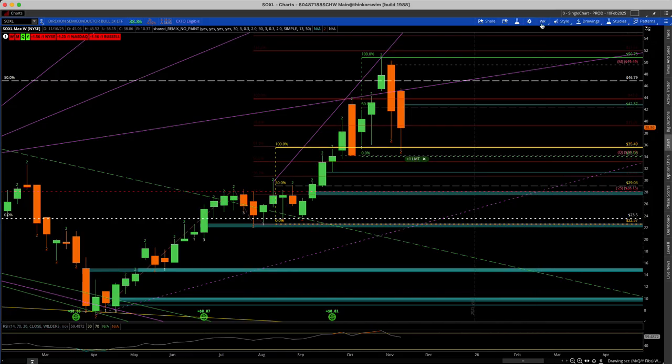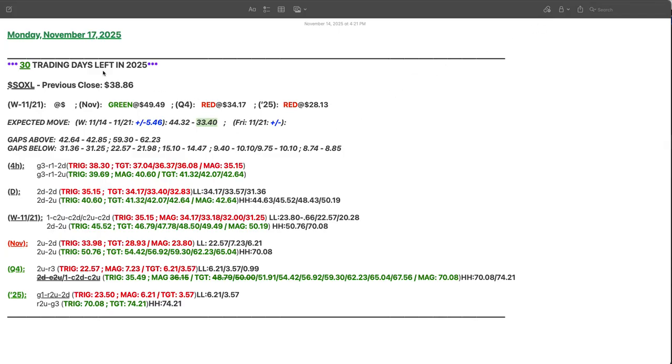Let's go to just the notes here at this point and look at the hard numbers, right? So on Monday, November 17th, there'll be 30 trading days left in 2025. The close price on Friday, November 14th was 38.86. We know what will flip the month green is 49.49. Now the quarter flips red at 34.17. We've talked about that level here today multiple times. And then the year would actually flip red not too far below that at 28.13, right?